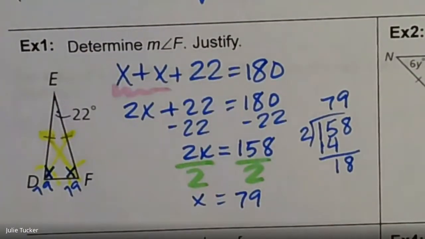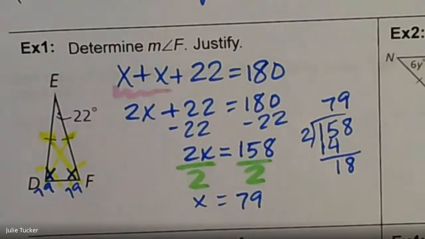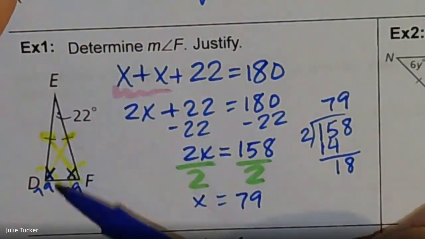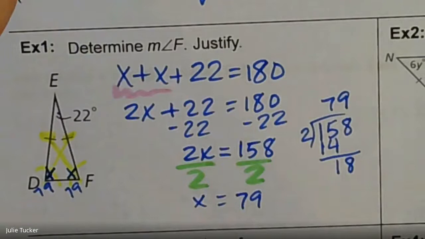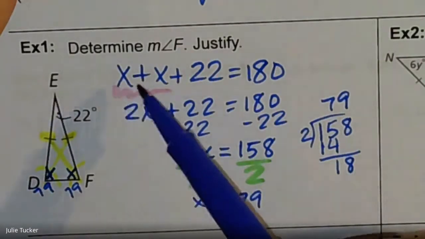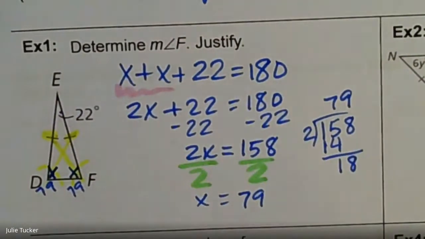Do you see how this says justify? That's basically a fancy word for saying, how did you think this through? So we could say that we used x to represent both of these angles because the base angles are congruent. And then we used the triangle sum to add them all together and set that equal to 180 and solve.